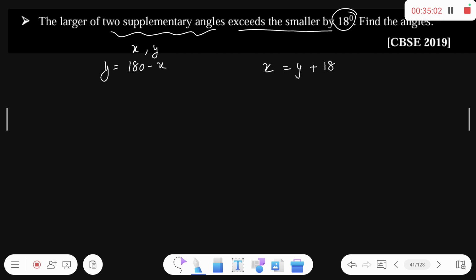Now put the value here, x is equal to 180 minus x plus 18. So this is 198, or this is 2x. So x is 99. You can find the y. Y is 180 minus 99, so answer is 81.